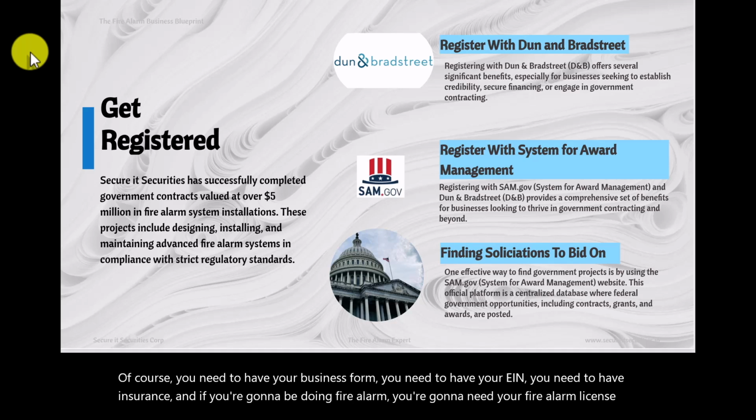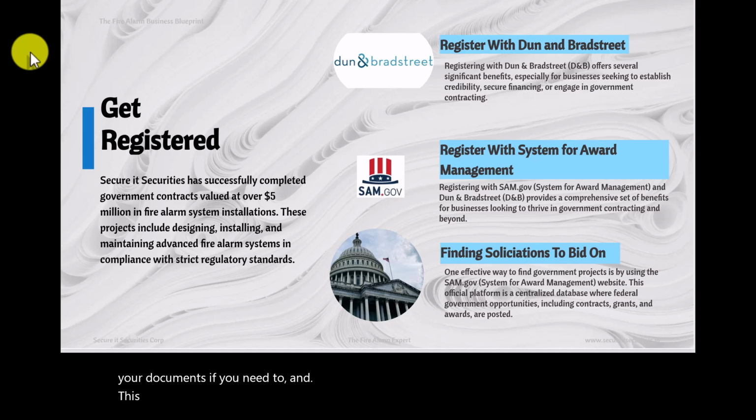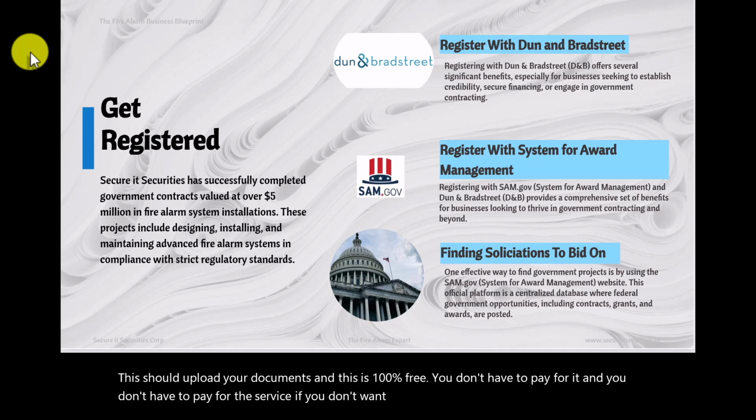But the other thing you need to do is register with DNB. That's Dun & Bradstreet. You go to dnb.com, register your business, fill out the information, upload your documents, and this is 100% free. You don't have to pay for the service if you don't want to. The next step after that, you will have to register for sam.gov.